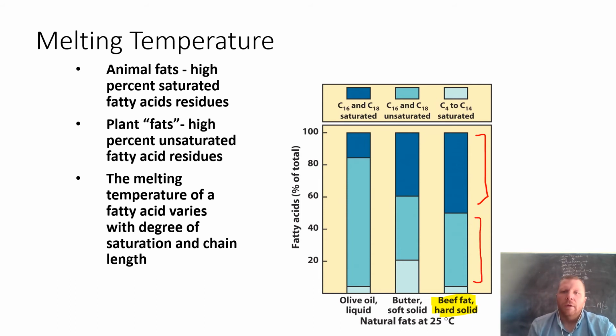18 carbons long. When it comes to plant fats, like olive oil, for instance, olive oil has a high percentage of unsaturated fatty acids right here. And so at 25 degrees, or close to room temperature, that's going to be a liquid because of that high percentage of unsaturated fatty acids. In all three of these cases, beef fat, olive oil, and butter, you have a very low percentage of short fatty acids ranging from 4 to 14 carbons long. That's that last chunk down here at the end.